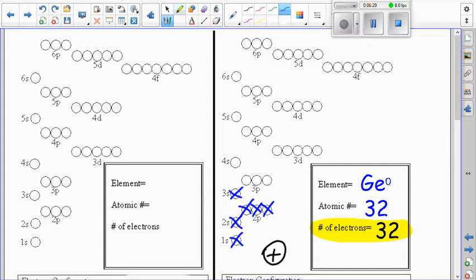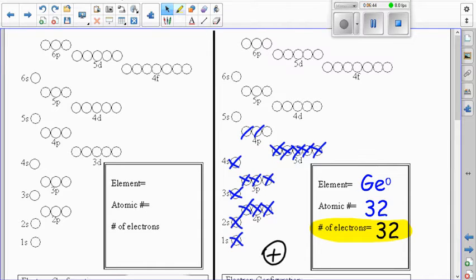9 and 10, 11, 12, 13, 14, 15, 16, 17, 18, 19, 20, 21, 22, 23. They're all separate because of Hund's rule. 25, 26, 27, 28, 29, 30. Just like that. So we have our 32 electrons. Notice how the last two are in 4p. They're all nice and separate.